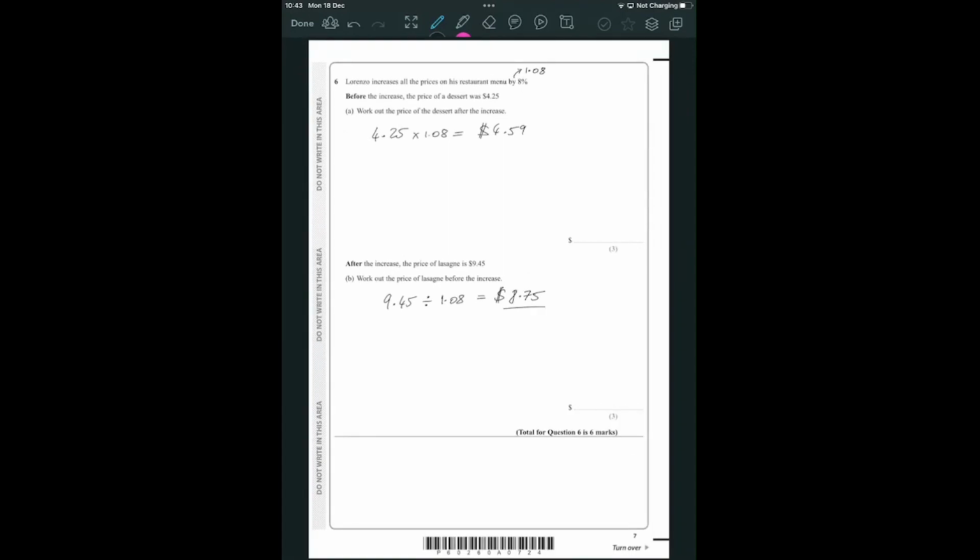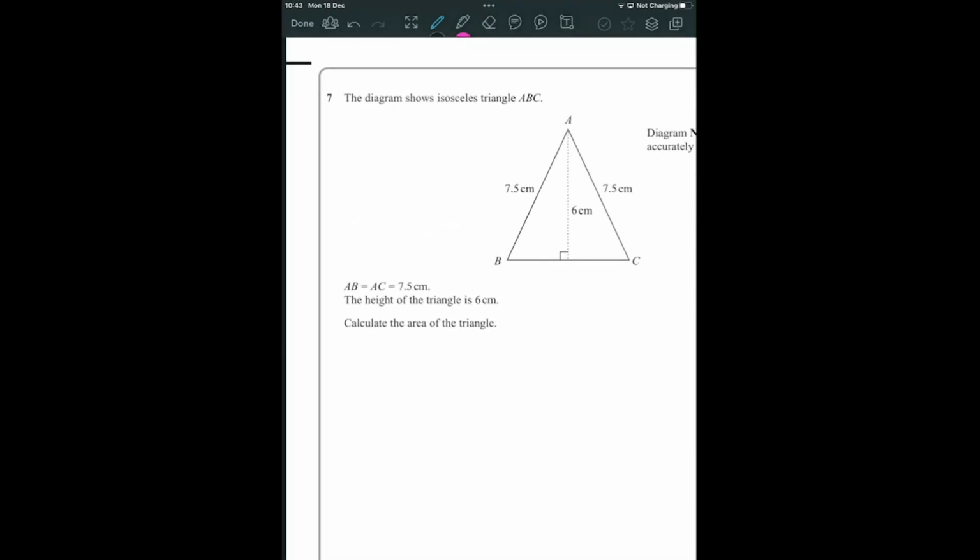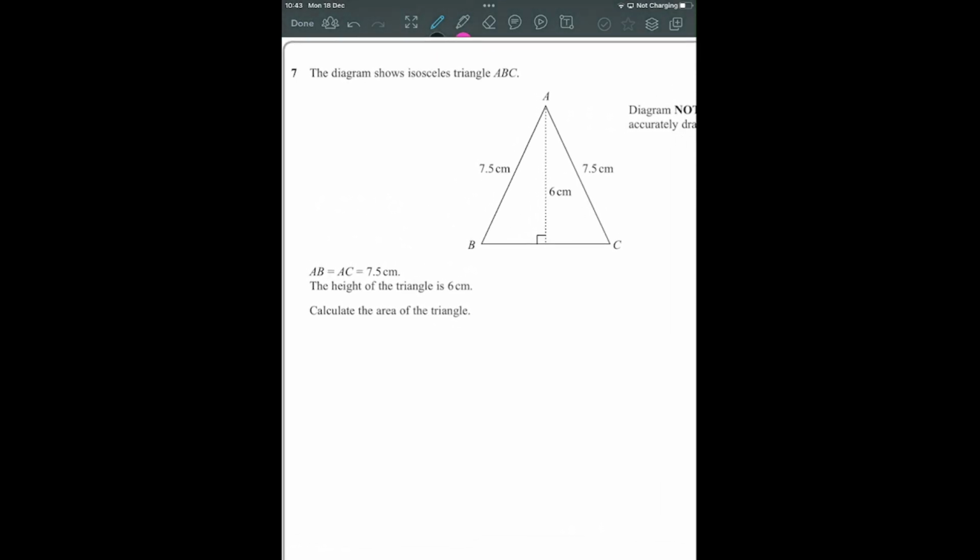Notice that there were a decent number of marks. It's 3 marks each. If I just wrote down 4.59, I would get all 3 marks, but I should be showing a lot more working. The number of marks should justify the amount of working space, almost always.